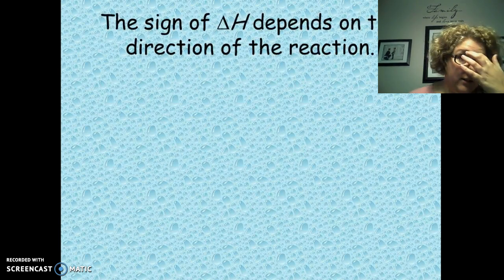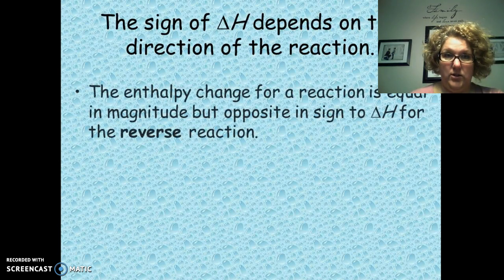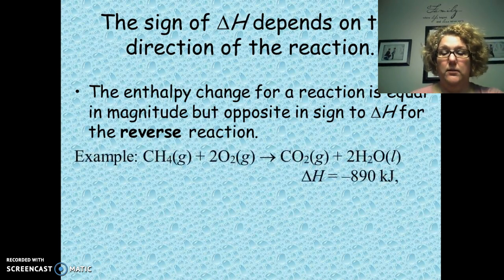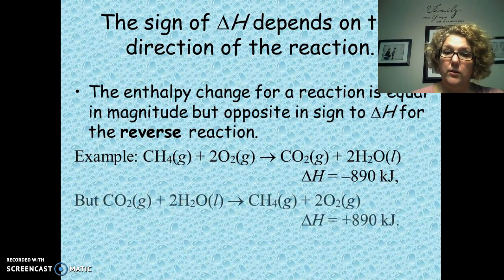Okay, so the sign of the delta H just depends on the direction of the reaction. Okay, the enthalpy change for a reaction is going to be equal in magnitude for the reverse reaction. It's just going to have the opposite sign. So you can flip a reaction around backwards and just change the sign. That's totally legal. That's something you're going to have to do in your mathematical calculations. So for example, here's our methane burning. Delta H is negative 890, meaning that much energy is released. If we want to go the other way, if we want to turn that CO2 and water into methane and oxygen, we can do that. We just have to add 890 kilojoules.